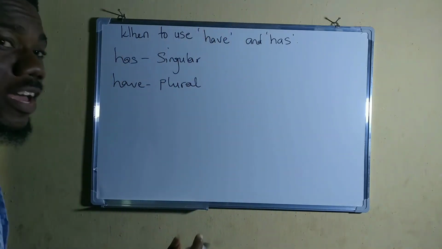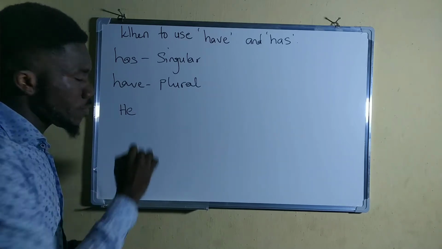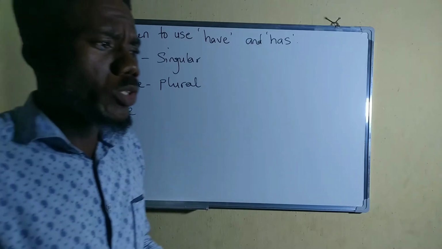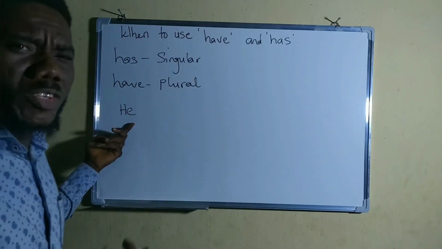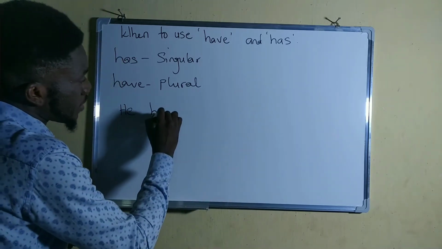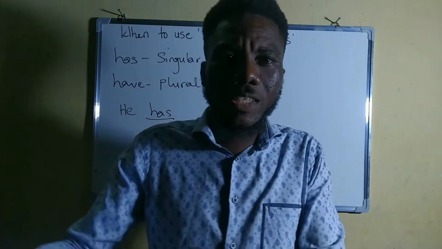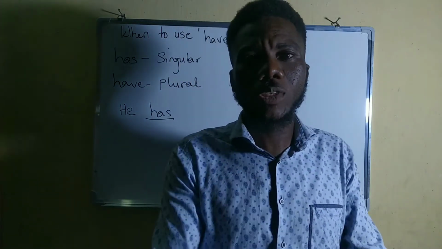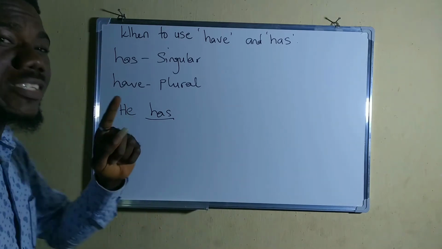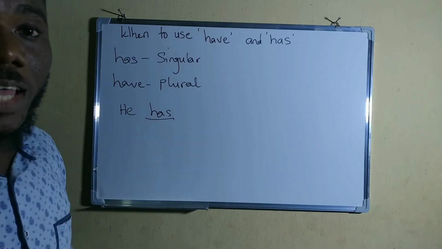Take for instance, whenever you have something in a sentence like he, if you are talking about one person and you are making use of the pronoun he, and you want to talk about this he as having done something or being in possession of something, you should go with has. So we have he has gone to school, he has a book, he has left the house. Now, you make use of has here because the he that you have here is singular in nature. That is the reason why he must go with has.